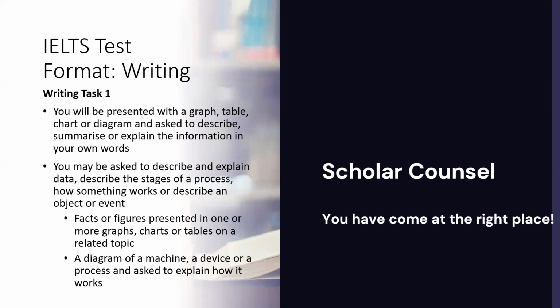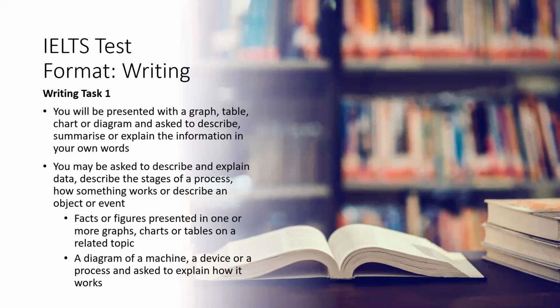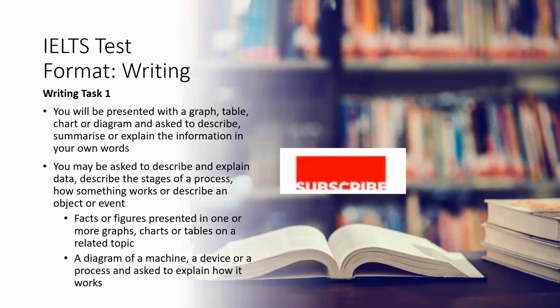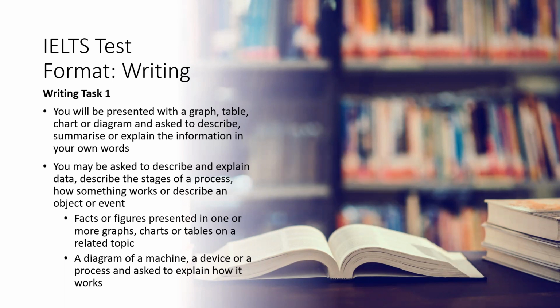IELTS writing, like I told you earlier, has two tasks, writing task 1 and writing task 2. Let's discuss writing task 1 first. You will be presented with a graph, table, chart, or diagram and asked to describe, summarize, or explain the information in your own words. They call it report writing. You will be reporting the information.